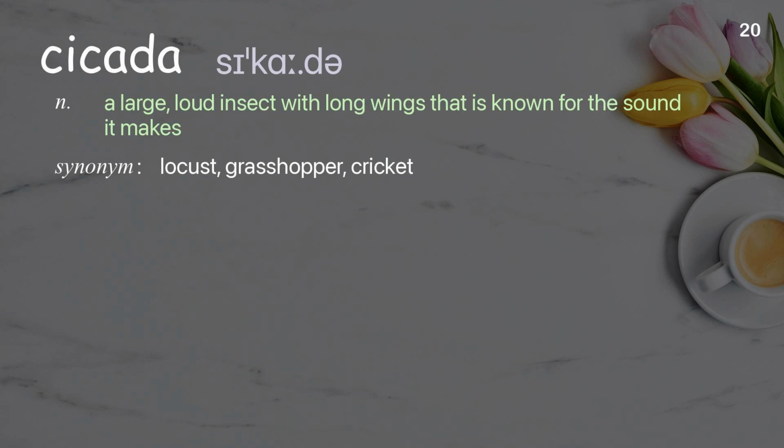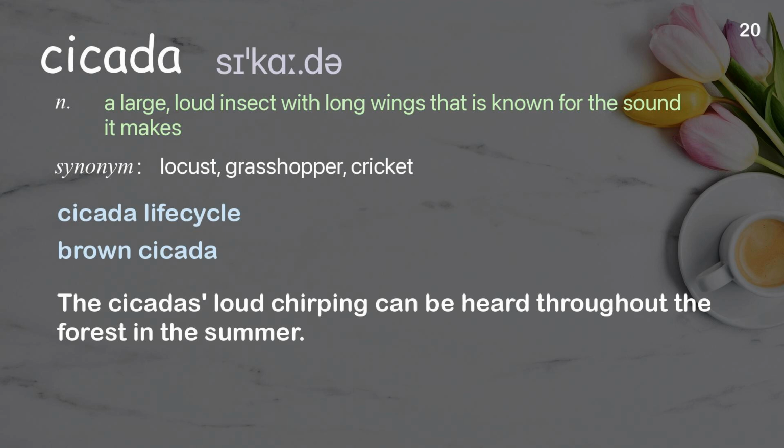Cicada. A large, loud insect with long wings that is known for the sound it makes. Examples: Cicada life cycle. Brown cicada. The cicada's loud chirping can be heard throughout the forest in the summer.